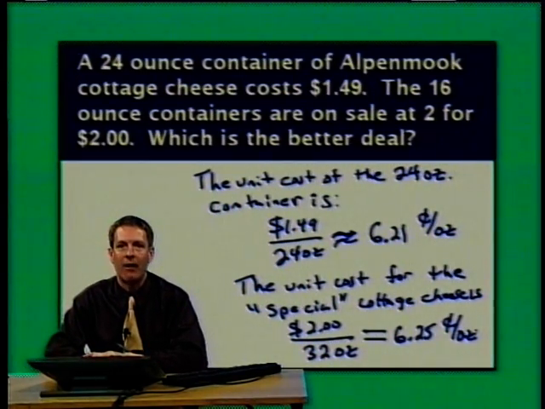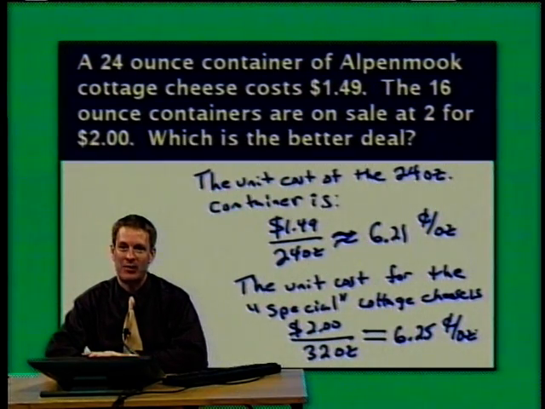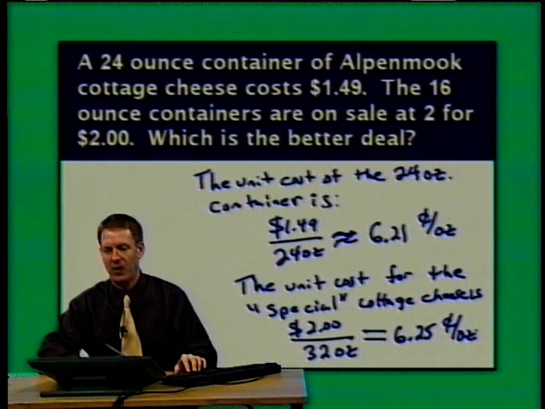So check this out. The 24-ounce container is about 6.21 cents per ounce. The special is about 6.25 cents per ounce. It's close, but the sale is not the better deal. The 24-ounce container is the better deal. So let's go ahead and write a sentence summarizing our results.